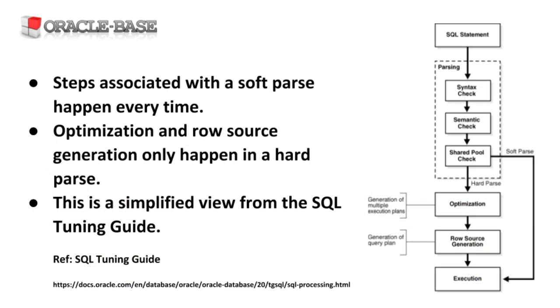When a statement is sent to the server, a lot of work has to be done to process the SQL. For a new statement, all the SQL processing steps have to take place. This is known as a hard parse. For statements that have already been parsed and are in the shared pool, some of the steps can be omitted. This is known as a soft parse.